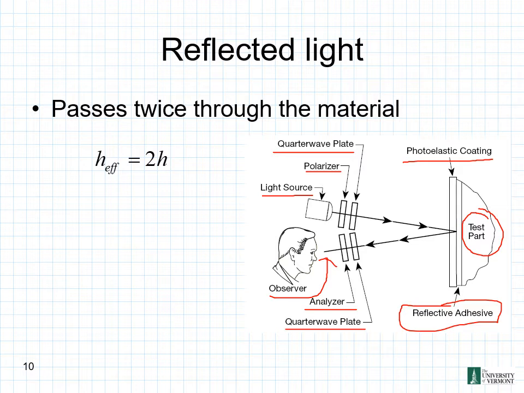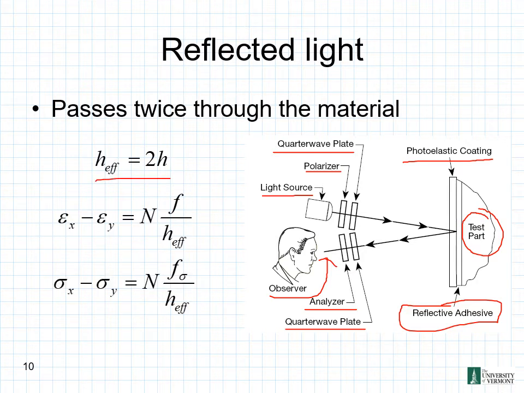So this relationship, H effective, is equal to 2 times H. Our epsilon x minus our epsilon y is given to us by the relationship, the N times F over our H effective there from that relationship up top there. Then we can plug back into this relationship over here. So our sigma x minus sigma y is equal to that N times our F sub sigma over H effective, which we saw from the previous slide there.